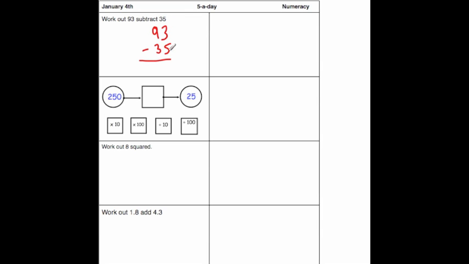Well, 3 take away 5 we can't do, so we're going to need to borrow 1 from the 9 and call it an 8 and carry the 1 over. So we've got 13 take away 5, which is 8. Then we've got 8 take away 3, which is 5. So the answer is 58.